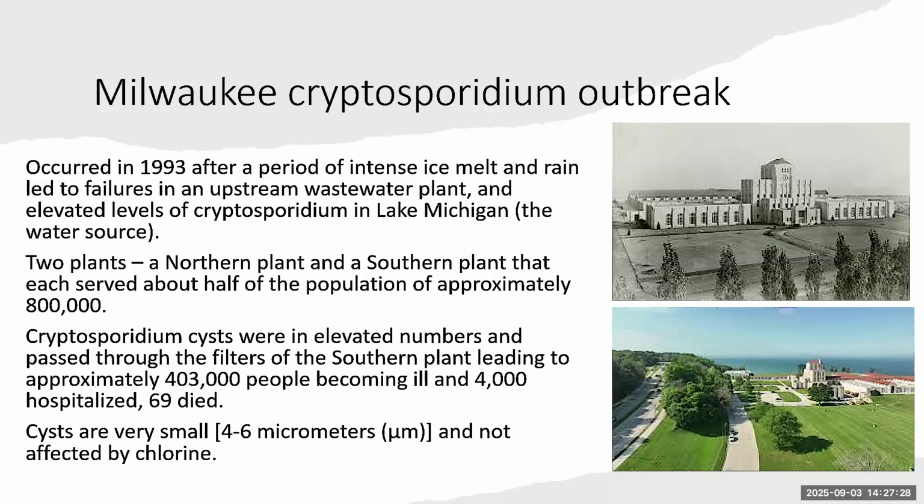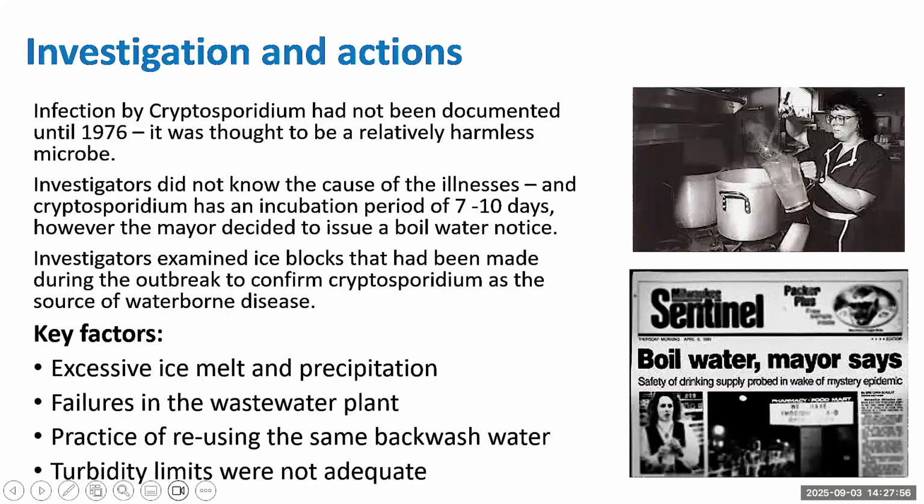So these cryptosporidium cysts were in higher numbers. They were allowed to pass through the filters of the southern plant. The northern plant really didn't have any issues. It caused 403,000 people to become ill, 4,000 hospitalized, and 69 dead. So this was a big thing. We talked about these cysts. They're hard to treat, and they're small.